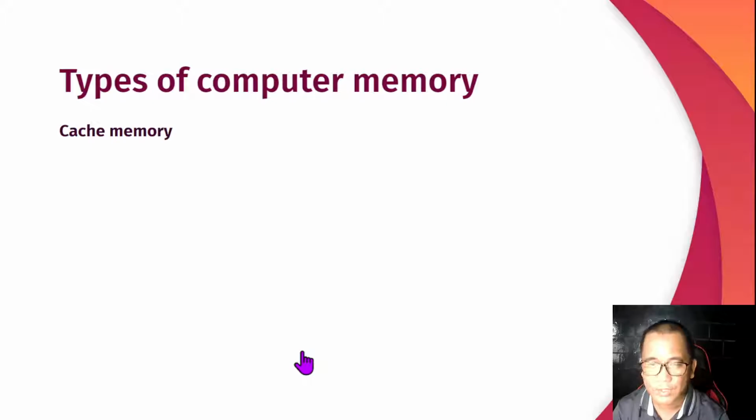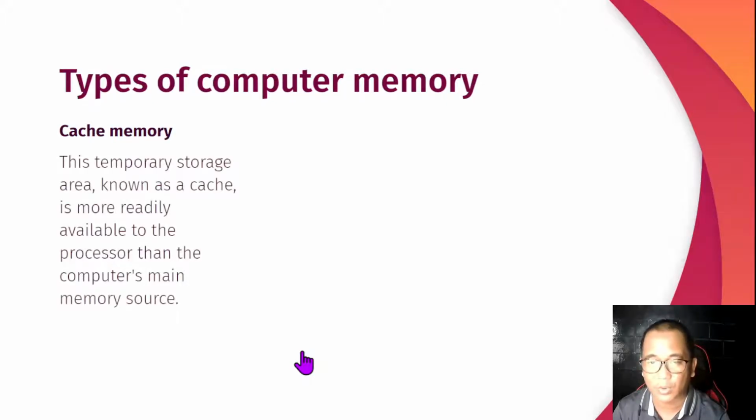This cache memory is a temporary storage area, known as a cache, that is more readily available to the processor than the computer's main memory source. So when we say cache memory, it is the memory of the processor. It is called CPU memory, sapagkat this memory is the one that helps the processor to process the data.